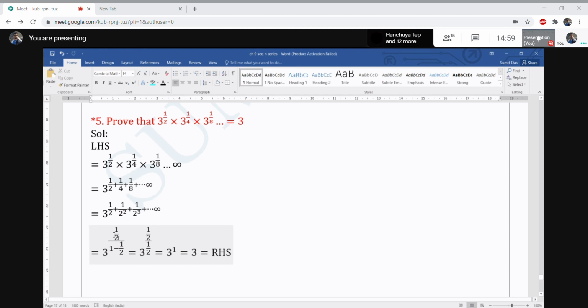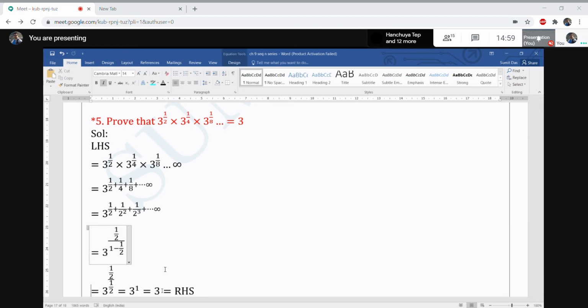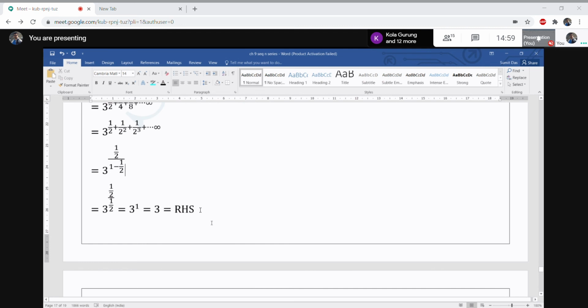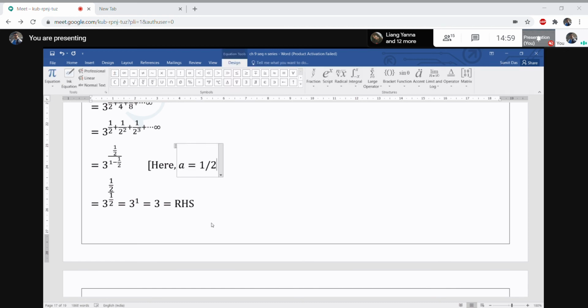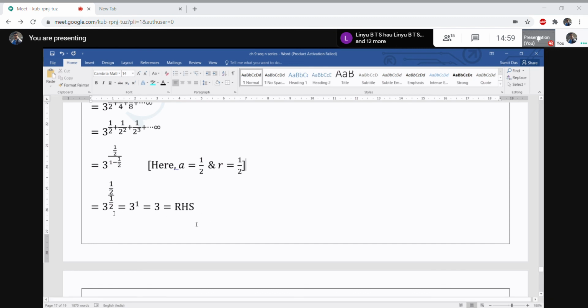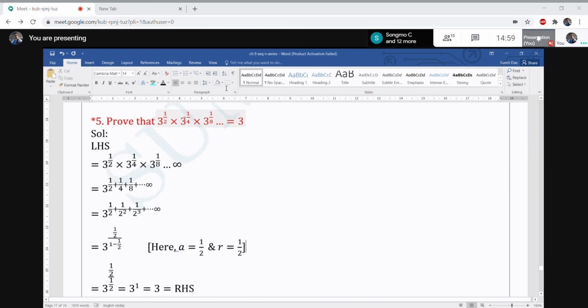A we got here, you can write here a equal to 1 by 2 and the common ratio is also 1 by 2. So we are getting 1 by 2 divided by 1 by 2, so it is cancelled. Ultimately we are getting 3 to the power 1, which is equal to 3, which is equal to the right hand side. That's what we have to prove, right? Is equal to 3.